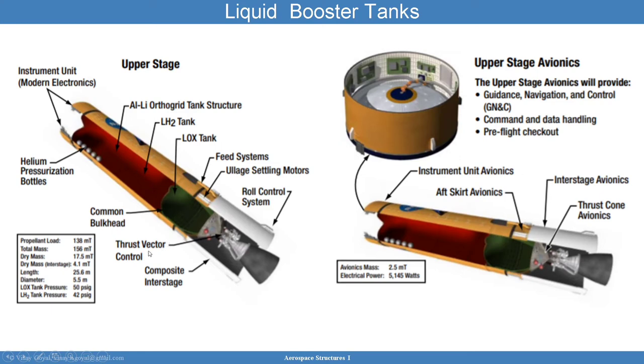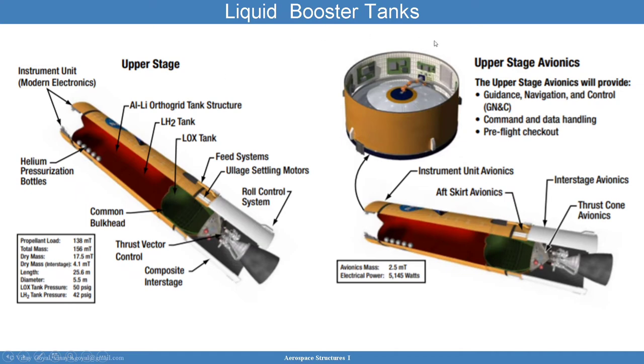This particular picture also shows a thrust vector control and also shows a composite interstage. So this interstage here attaches to another part, the upper stage, which is the second stage, and attaches to the first stage. The composite interstage, in this case, houses the upper stage engine, in addition to a thrust vector control, which is then attached to this structure here. This particular design has a roll control system on the right hand side. You can see that here. It could have Ullage settling motors, feed line systems, which are running on the exterior, and electronic devices.